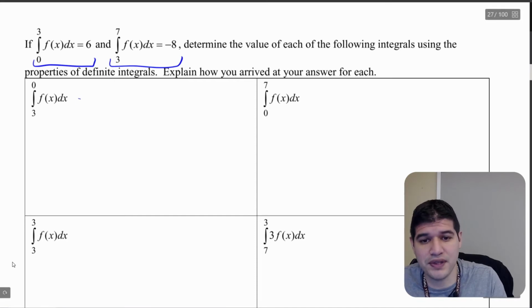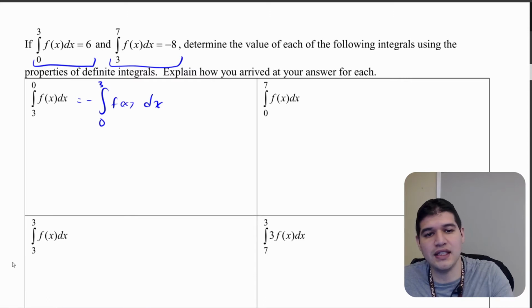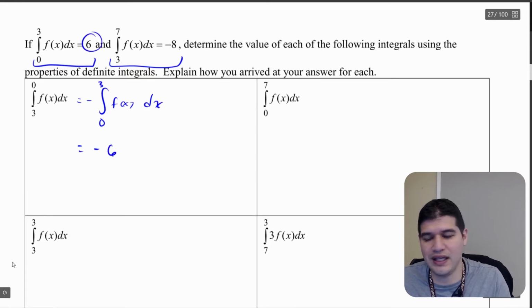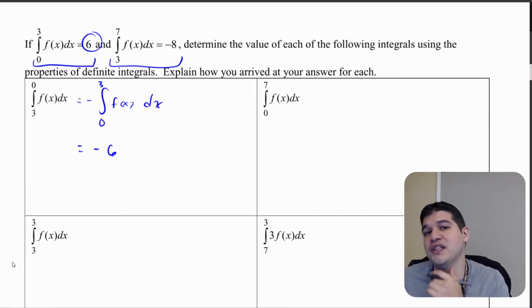So if I flip this, then I know that it's just going to make the integral negative. So now I'm going from 0 to 3 of f of x dx. And look, we have that up above. We know what that's equal to. We know that the integral from 0 to 3 of f of x dx is equal to 6. So I'm going to keep that negative, and I know that it's equal to 6. So the answer comes out to be negative 6. And that's how straightforward working with properties of integrals are.